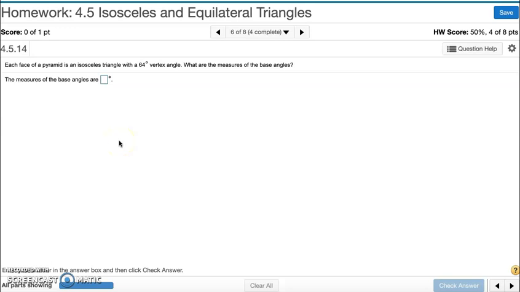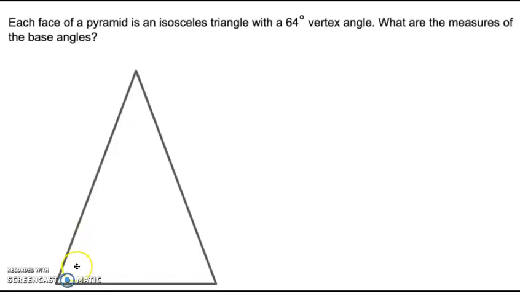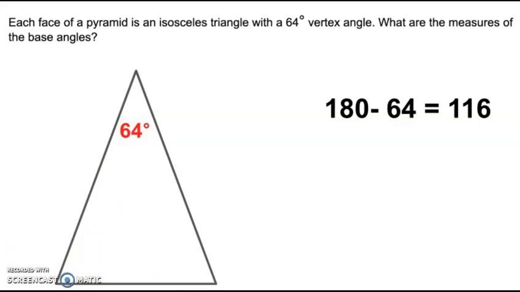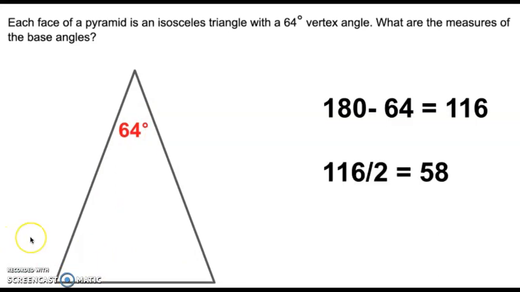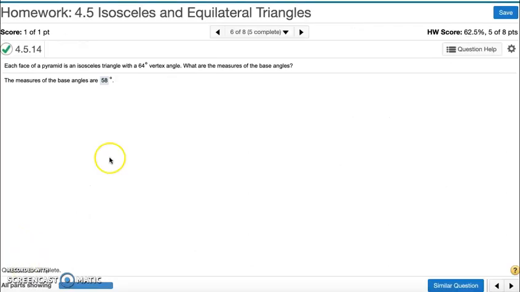So let's take a look at it. So drawing an isosceles triangle, 64 degrees is the vertex angle. To find the base angles, I gotta subtract this from 180 and divide by 2 because both of these are the same. So I subtract 64 from 180, which gives me 116, then divided by 2, which gives you 58. So the measure of the base angles are 58, and that's number 6.